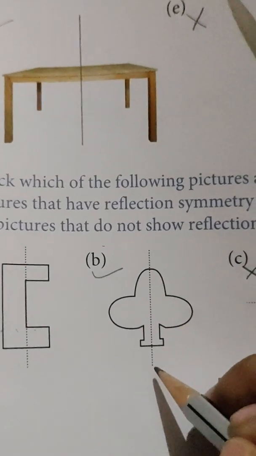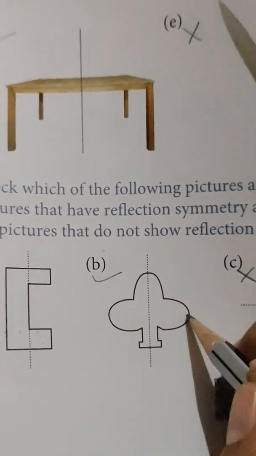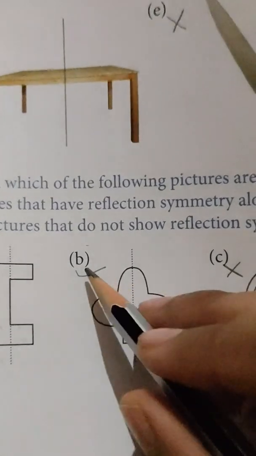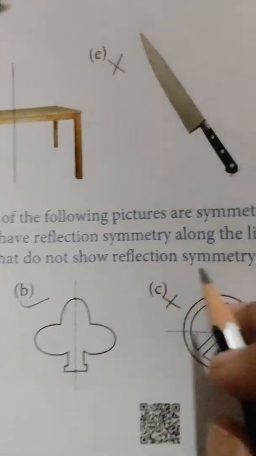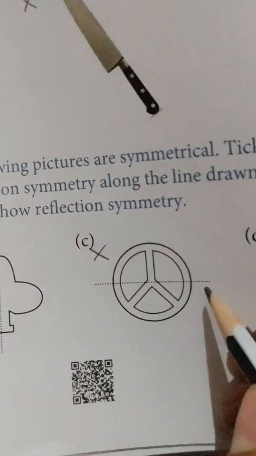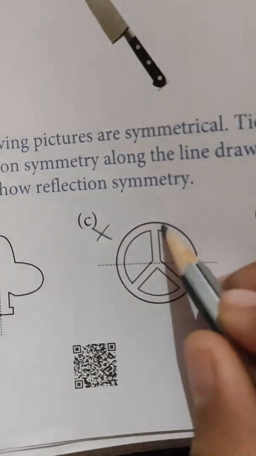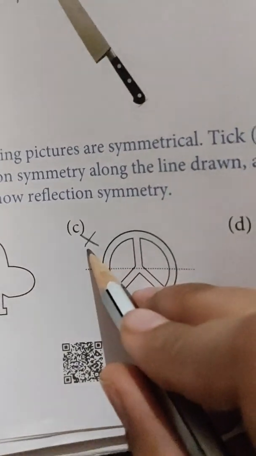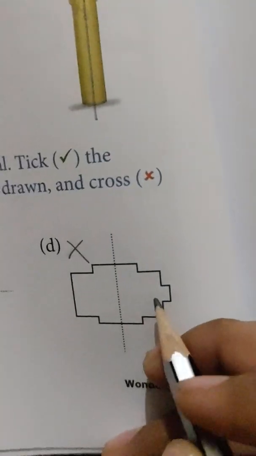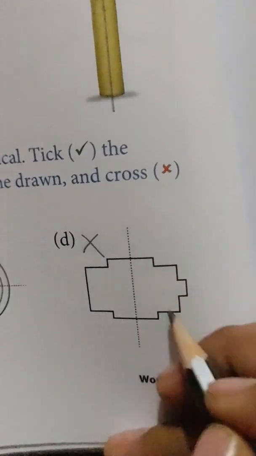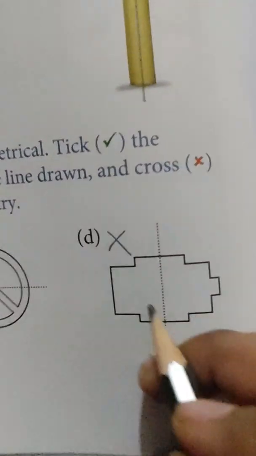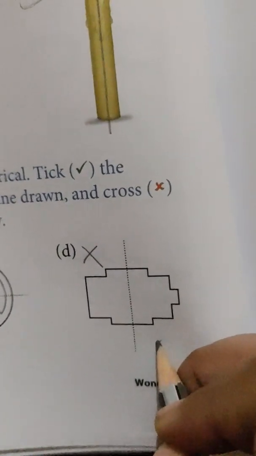This is also a line of symmetry and we are having the same shapes on both sides, so this is a reflection symmetry, so we will put a tick. Here the line of symmetry is like this, but we are not getting the same shapes on both sides, so this is not a reflection symmetry. Here also, as you can see, this shape is different from this shape, so this is also not a reflection symmetry.